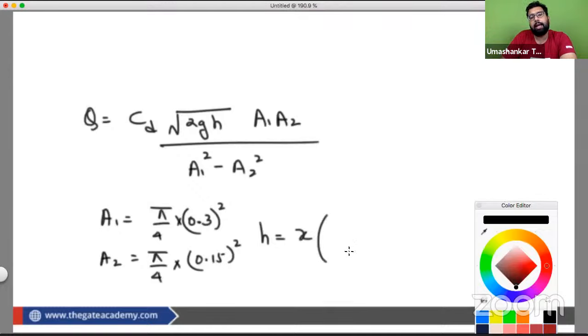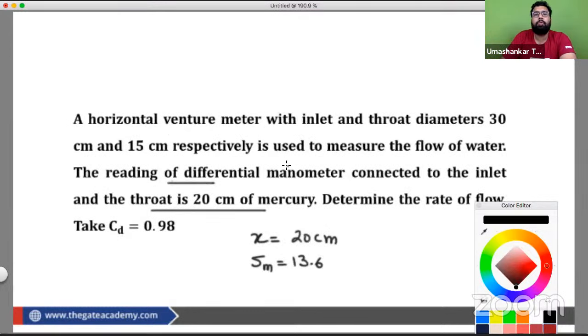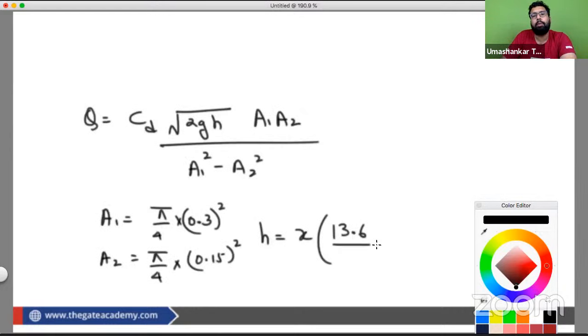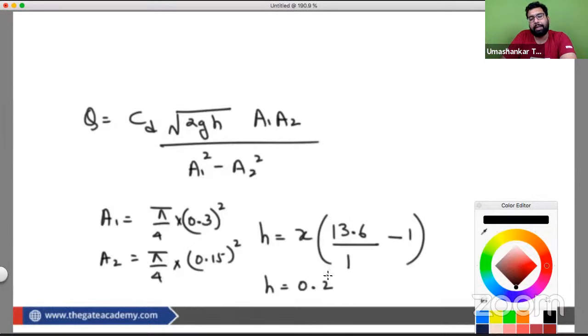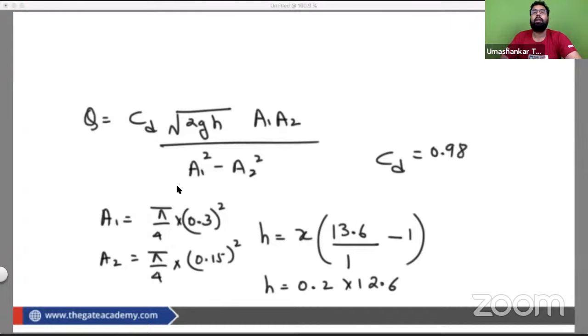What is this H? H is X SM by S minus 1. What is flowing inside this? Water, whose specific gravity is 1. So X is 20 centimeters, which we put in meters, so it is 0.2 into 13.6 minus 1, that is 12.6. So we have all the data here. CD is also given in the question: CD is 0.98. I am very sure when we put this here, we will be getting the discharge.